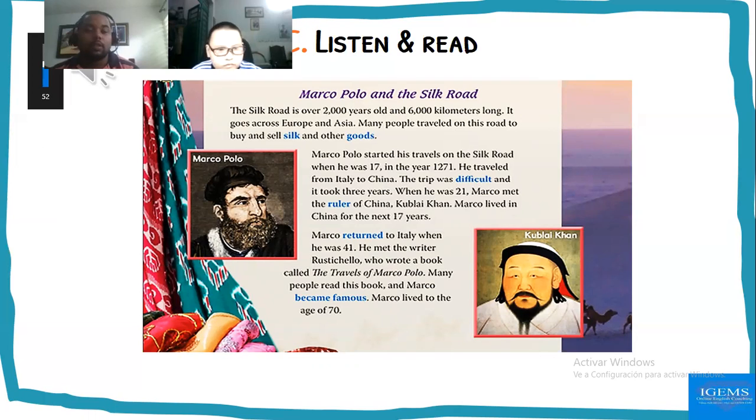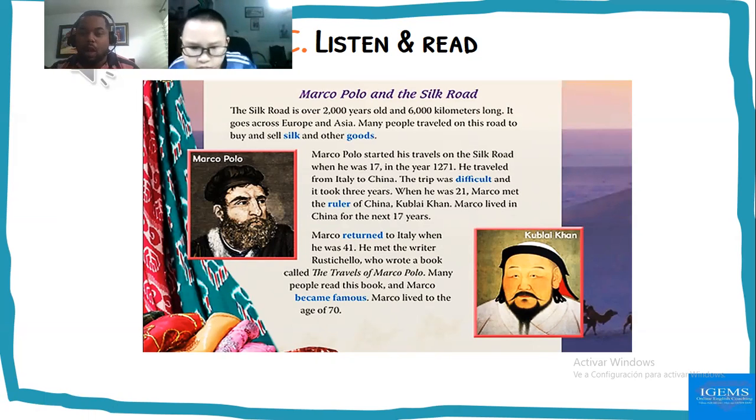The Silk Road is over 2,000 years old and 6,000 kilometers long. It goes across Europe and Asia. Many people traveled on this road to buy and sell silk and other goods. Marco Polo started his travels on the Silk Road when he was 17, in the year 1271. He traveled from Italy to China. The trip was difficult, and it took 3 years. When he was 21, Marco met the ruler of China, Kublai Khan.